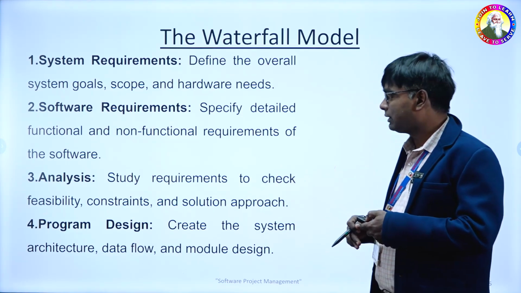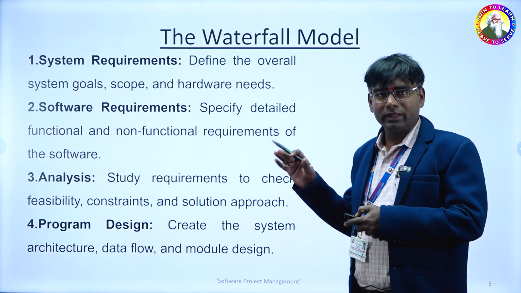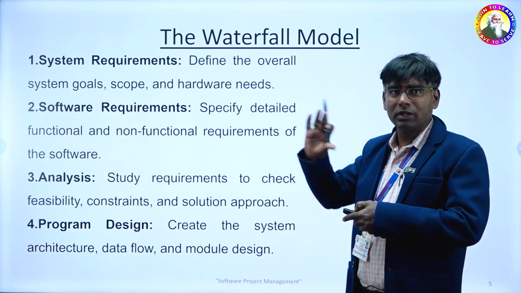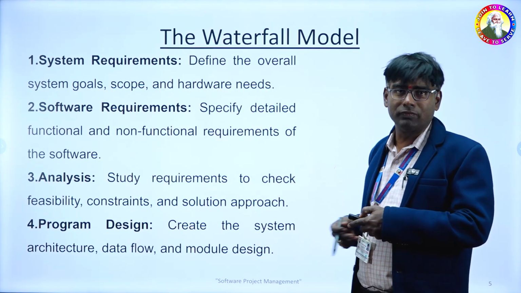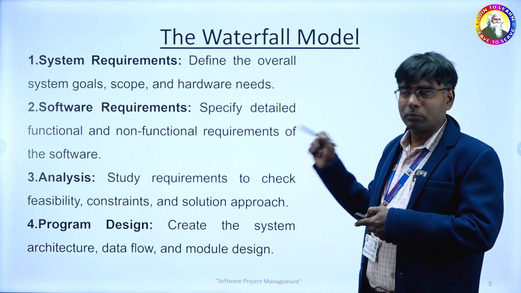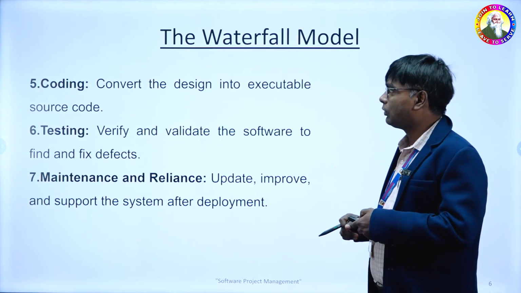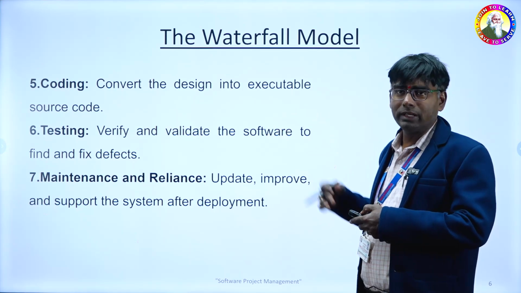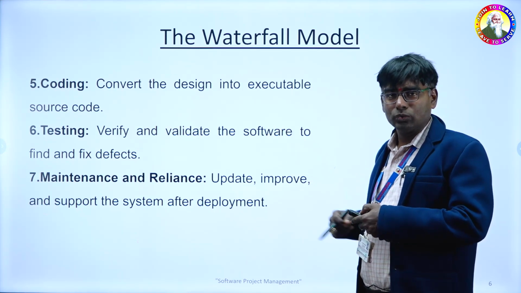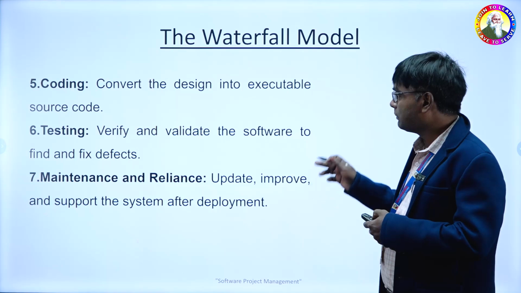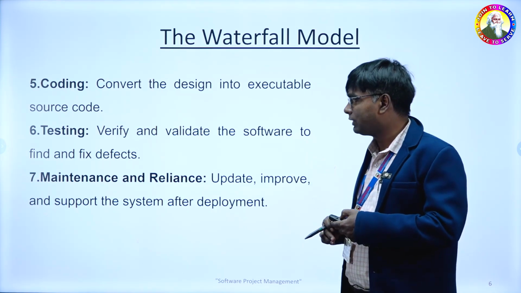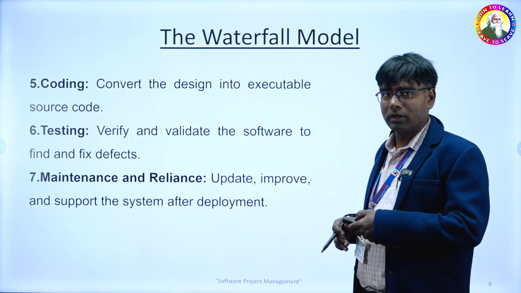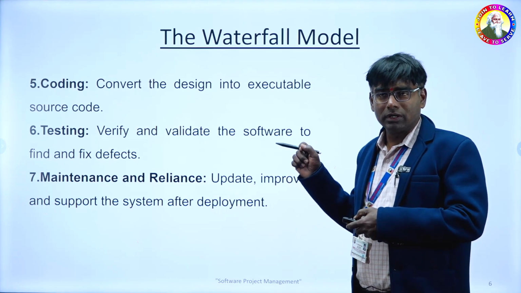Next, the fourth one, we have program design. Creating the system architecture is the main part. In this part, the program design will tell you the pictorial representation of the entire software development, right from the inception phase to the final phase. That is program design. Coming to the fifth one, the coding part: convert the design into executable source code. We have got so many tools for writing the code. Testing part: verify and validate the software to find and fix defects. Maintenance and reliance. So this is what is called the waterfall model, the very oldest way of developing software.